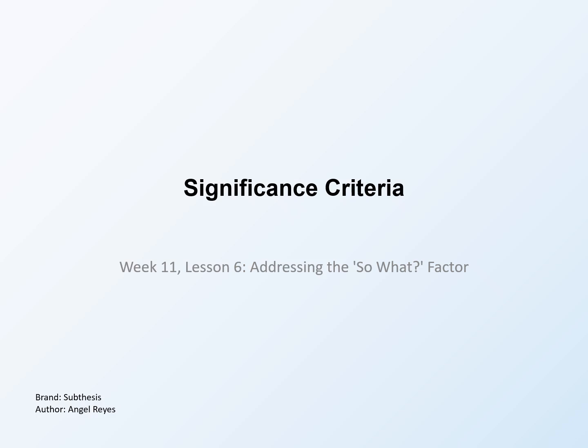By the end of this lesson, you will understand what reviewers look for in significance arguments. You will learn to articulate why problems matter at multiple levels. You will know how to connect your work to broader impacts. You will develop skills for making compelling significance cases that resonate with reviewers. Note that significance criteria vary across programs. Always review your specific NOFO for guidance.